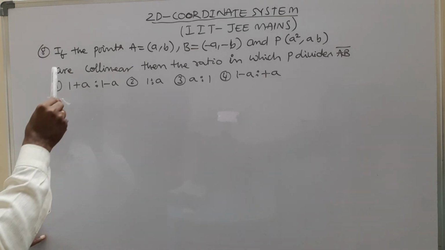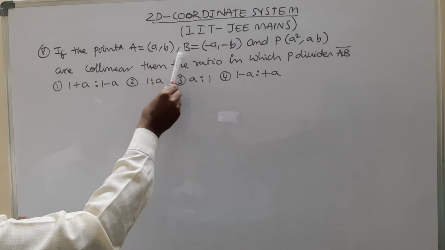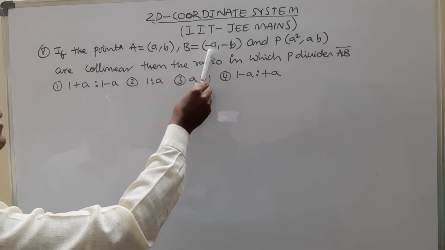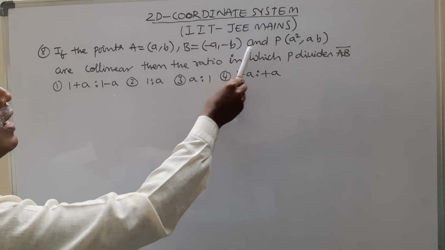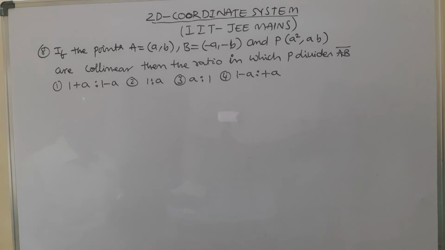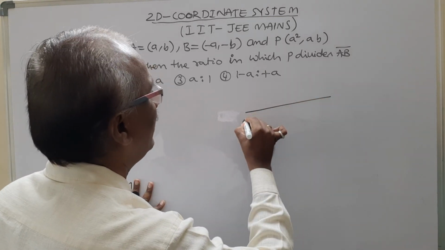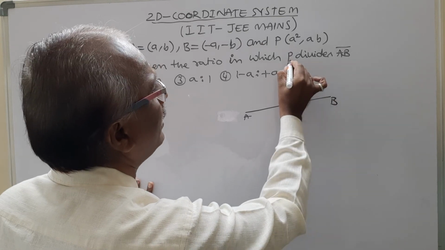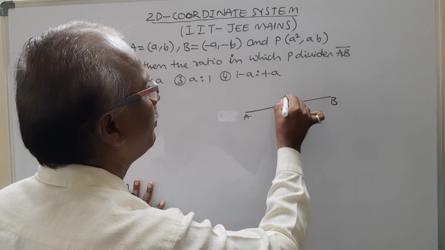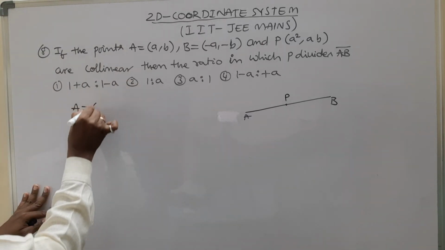Question number 8. If the points capital A equals (a, b), B equals (minus a, minus b), and P equals (a square, ab) are collinear, then find the ratio in which P divides AB. Here the four options are given. Here this is the AB line segment, and P divides AB. Capital A equals (a, b).